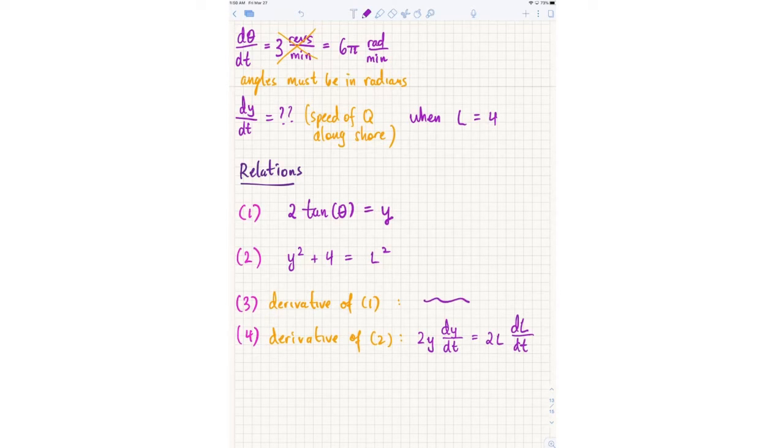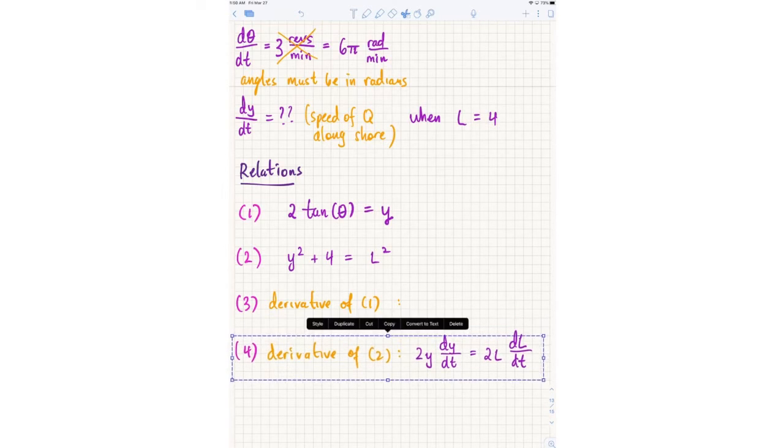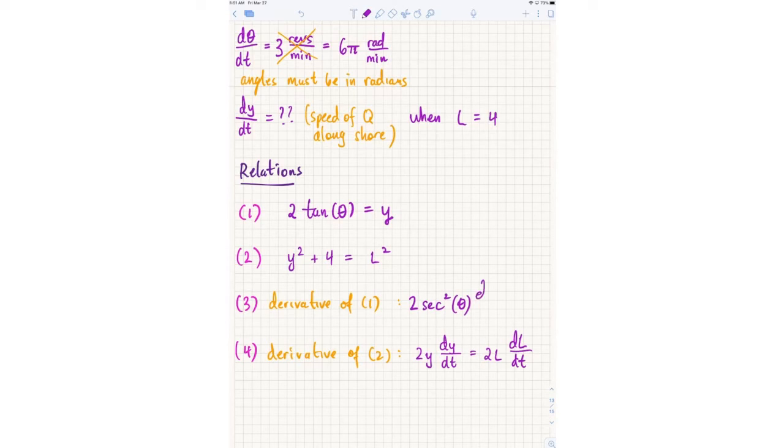Who would like to give us equation 3, which is the derivative of equation 1? Noam is typing something. Let's see what we said. So 2 secant squared theta, good, times d theta dt, good, equals dy dt. Very good. Okay, so now we have all of our relations.